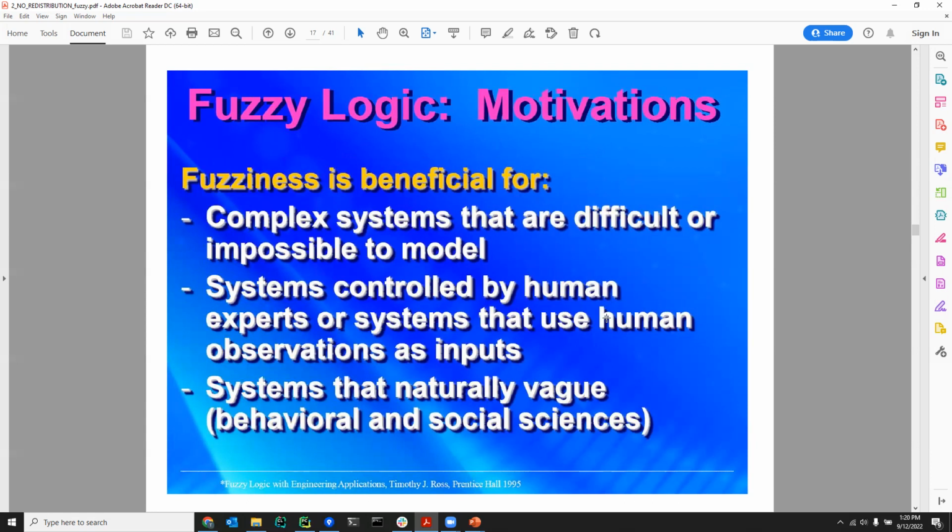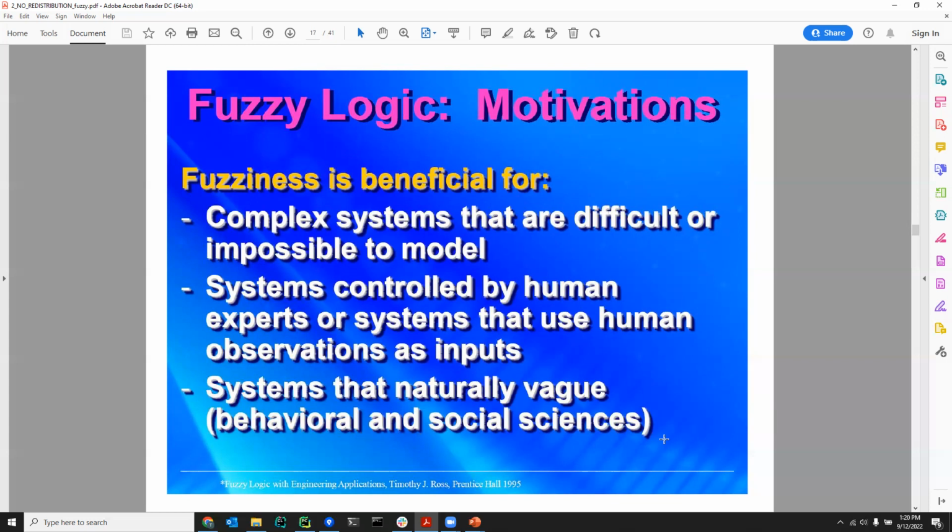And so this really becomes beneficial for complex systems that are difficult or impossible to model, systems that are controlled by human experts, or systems that use human observations as inputs, because humans typically describe things in a very vague and uncertain way. And then we also use natural language to describe it, which is also vague compared to mathematical statements. And systems that are naturally vague. A lot of times in the behavioral and social sciences, there's been work applying fuzzy logic in that regard.